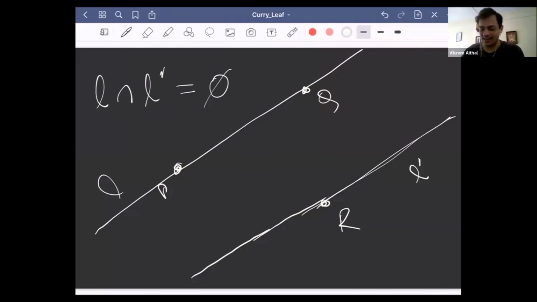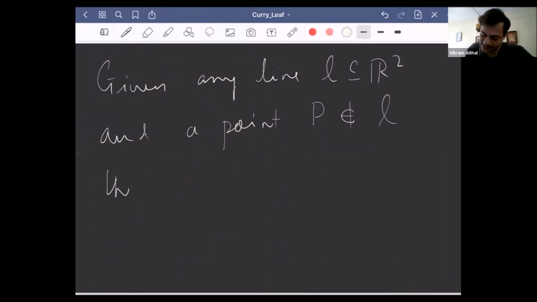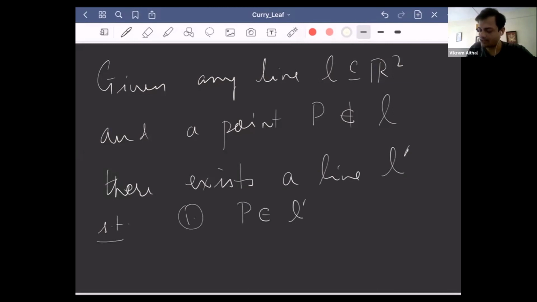But in R2, that's what we have, right? In R2, we have this added notion that given any line L and a point P which doesn't lie on L, there exists a line L prime such that, first, this L prime passes through P, and second, L prime does not intersect L. Does everybody agree that we have this notion in our standard R2?